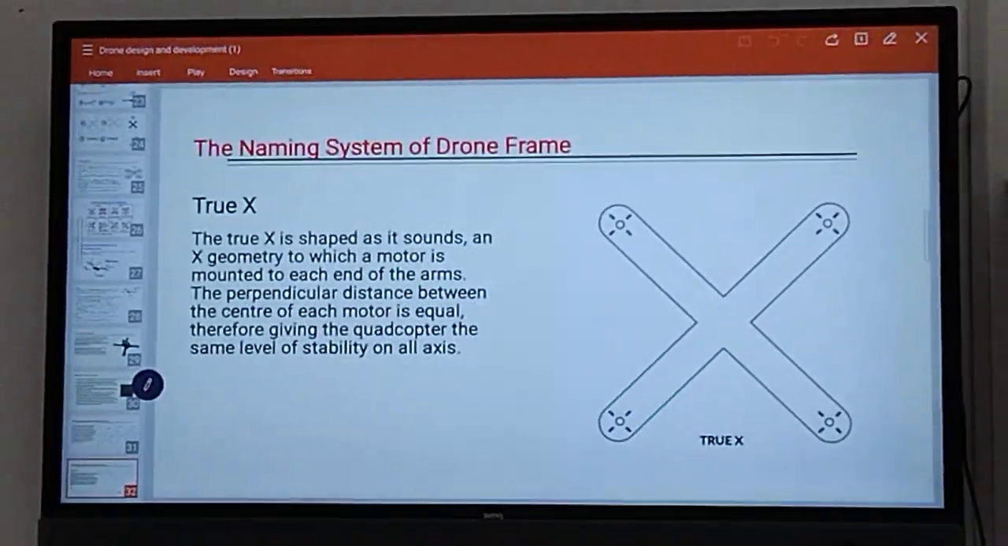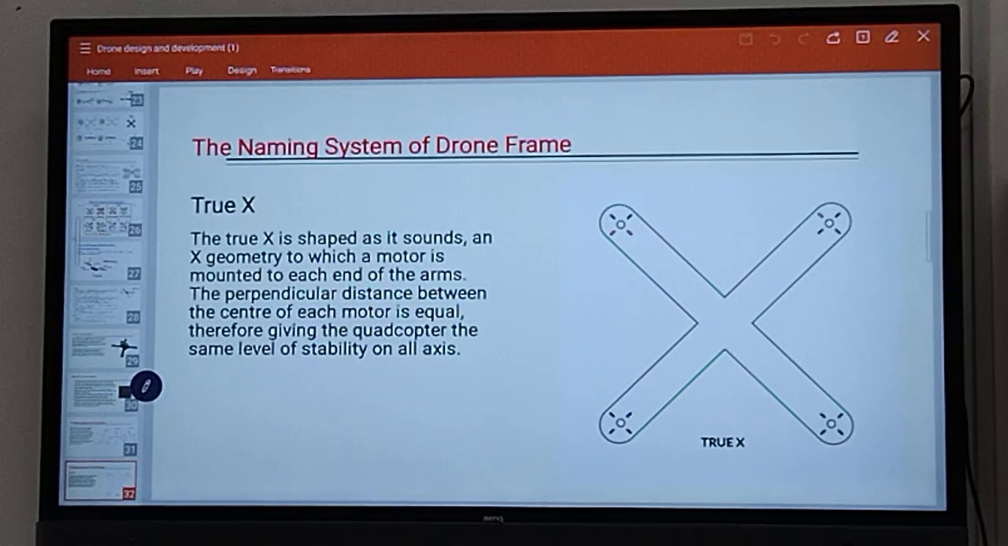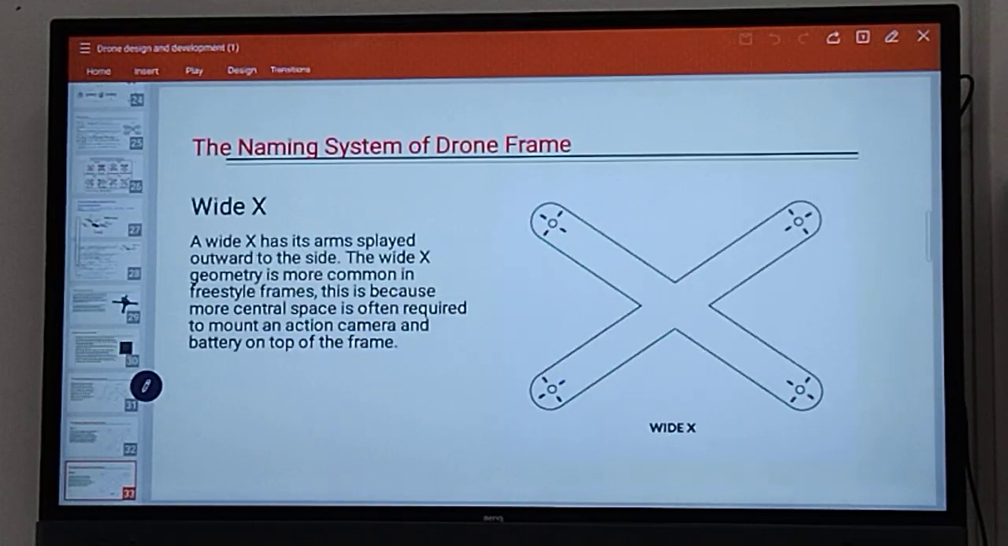Same level of stability on all axes. Next, wide X. A wide X has its arms splayed outward to the side. Wide X geometry is more common in freestyle frames. This is because more central space is often required to mount an action camera and battery on top of the frame. If you want to adjust a camera and so on, you use wide X.